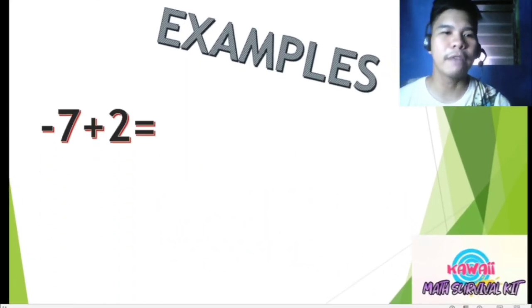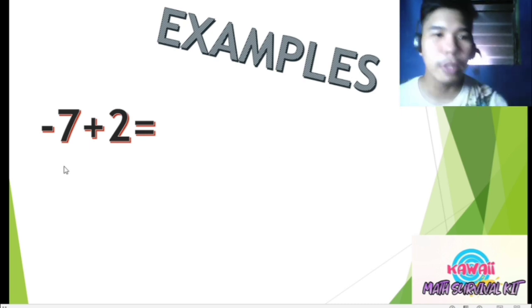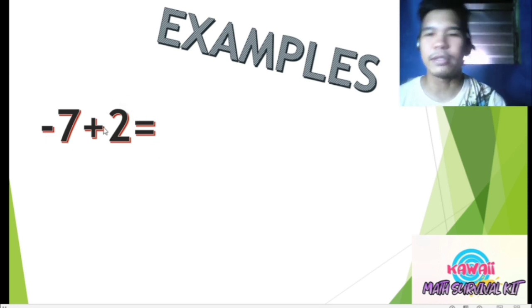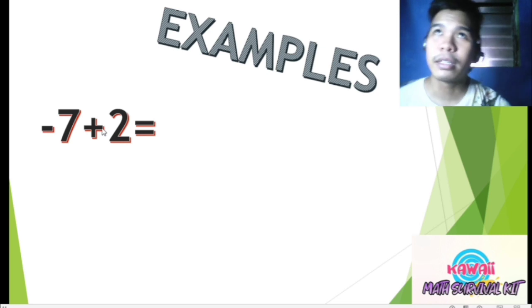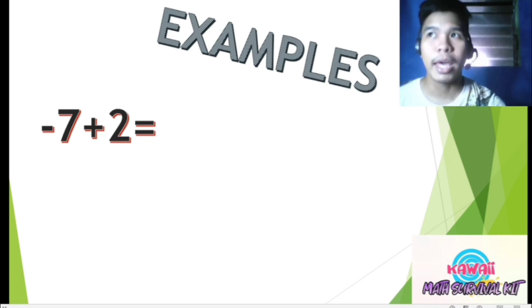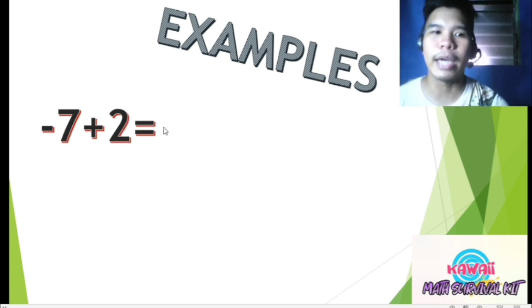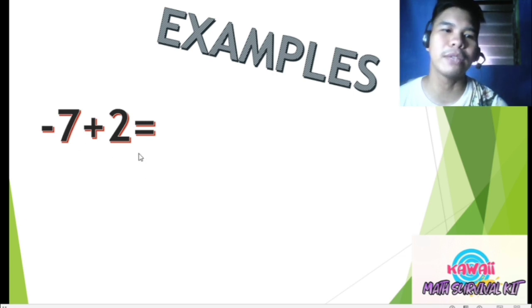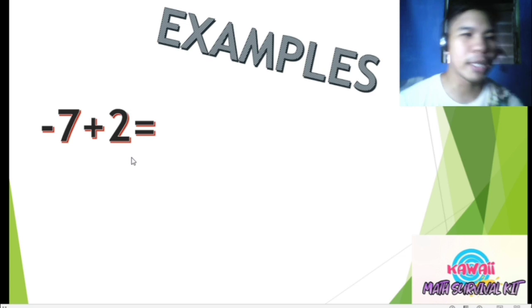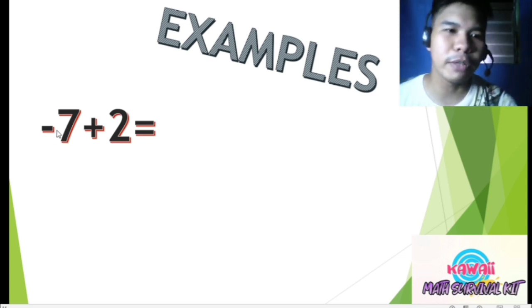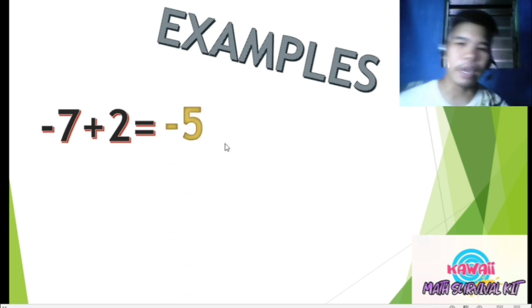Okay, let's say we have negative 7 plus 2. As we can see now, 7 is a negative integer and 2 is a positive integer. So since we have unlike signs, again, if we have unlike signs, we just have to subtract and then copy the sign of the larger integer or the larger number. So negative 7 and positive 2, they have unlike signs, so we subtract 7 minus 2, that is equal to 5. And then you copy the sign of the larger number, which is 7. So the sign of 7 is negative, so your answer is negative 5.